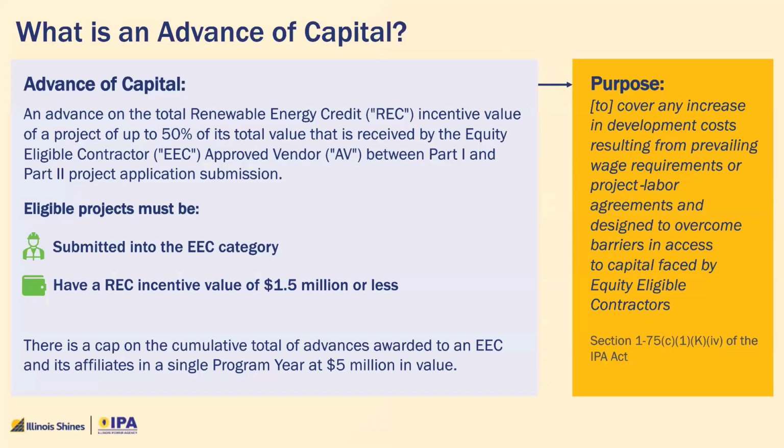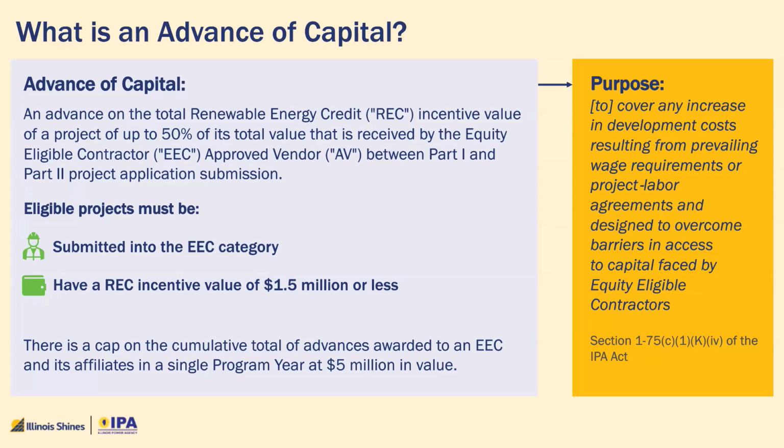An advance of capital is an advance on the total incentive value of a project of up to 50% that can be received by an EEC-approved vendor between Part 1 and Part 2 project application submission. Eligible projects are those that are submitted into the EEC category. Only EEC AVs can submit requests for advance of capital, and only for projects they submit into the EEC category.